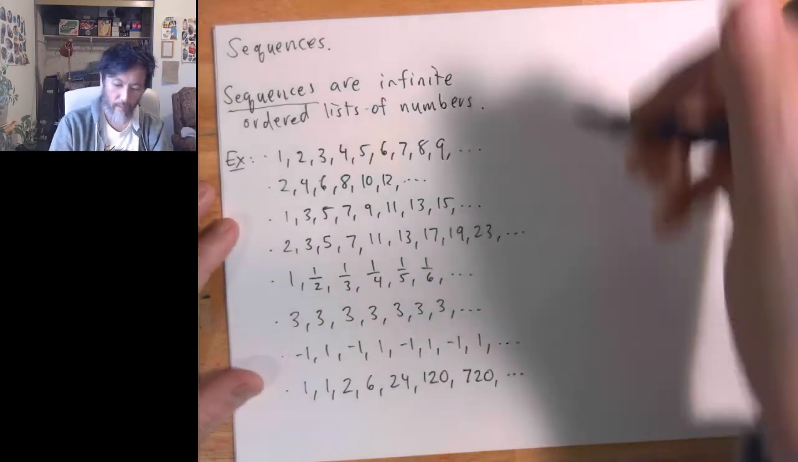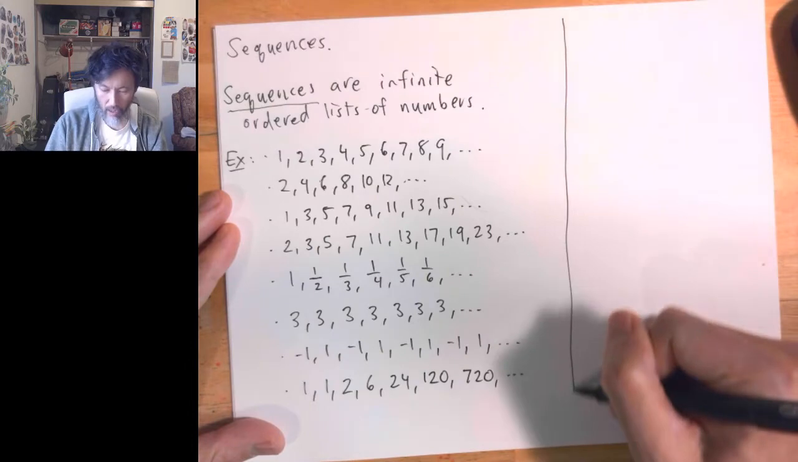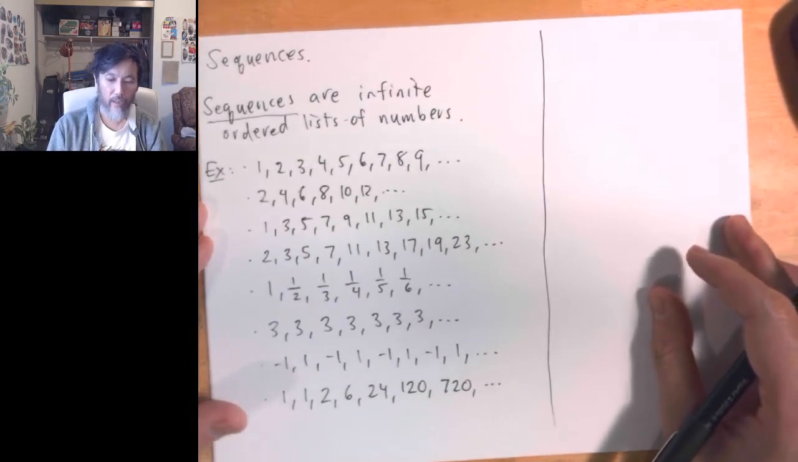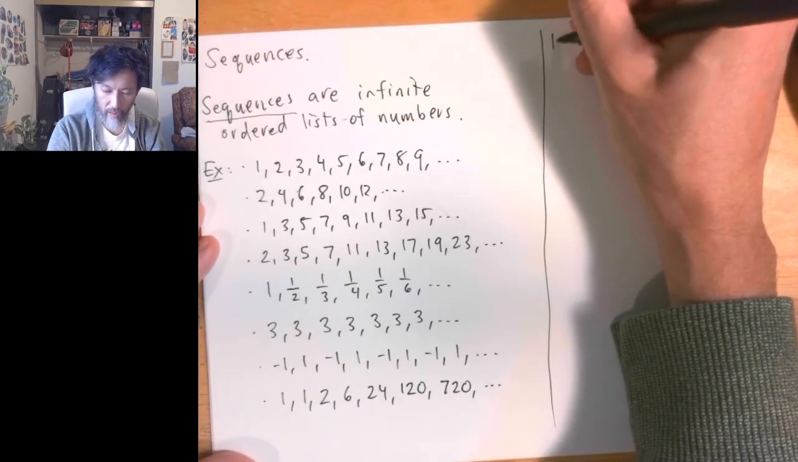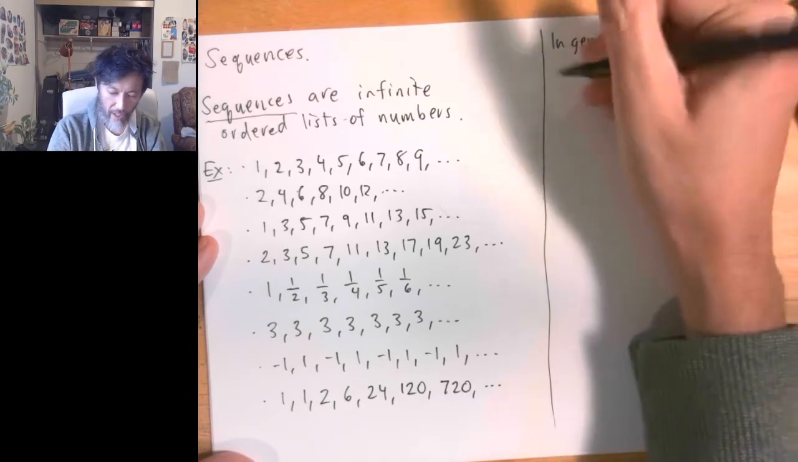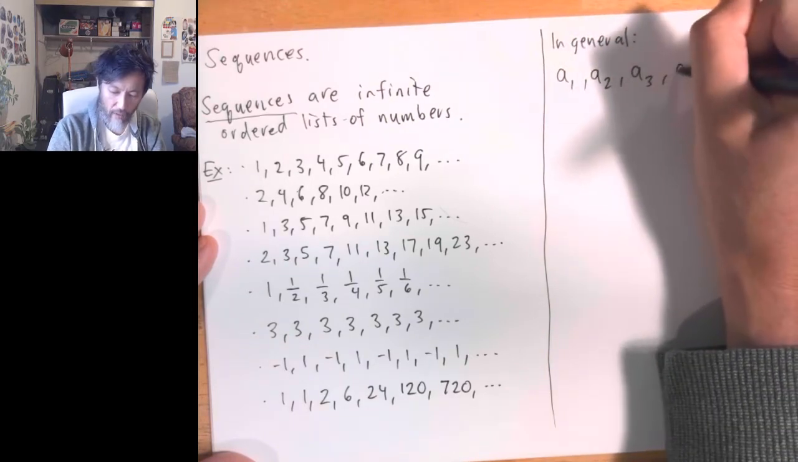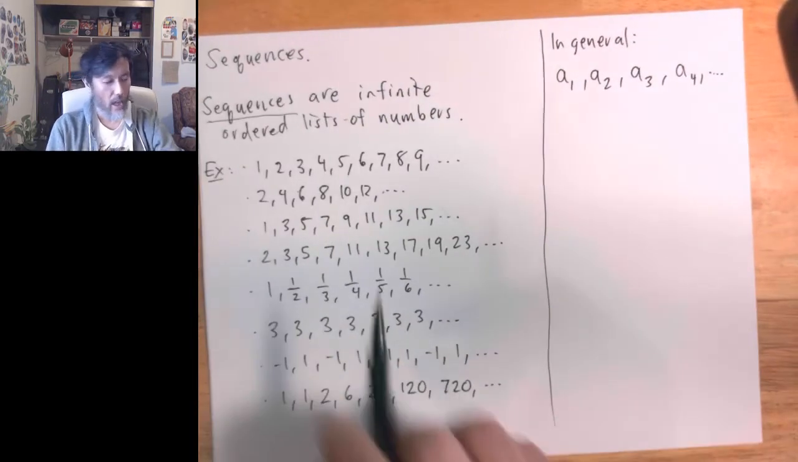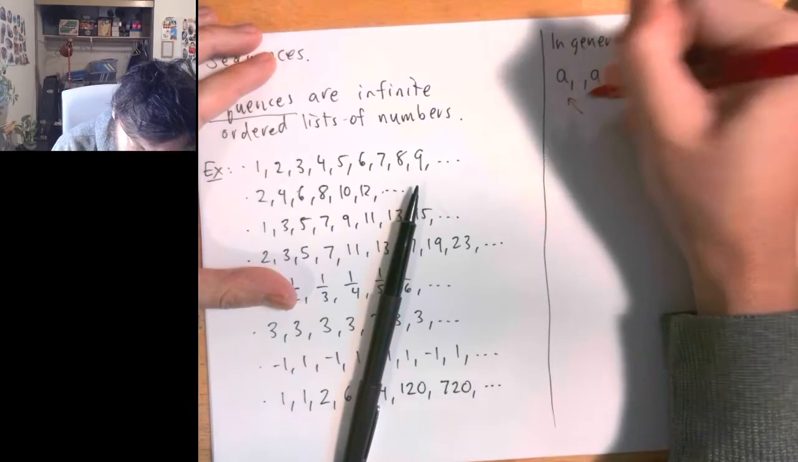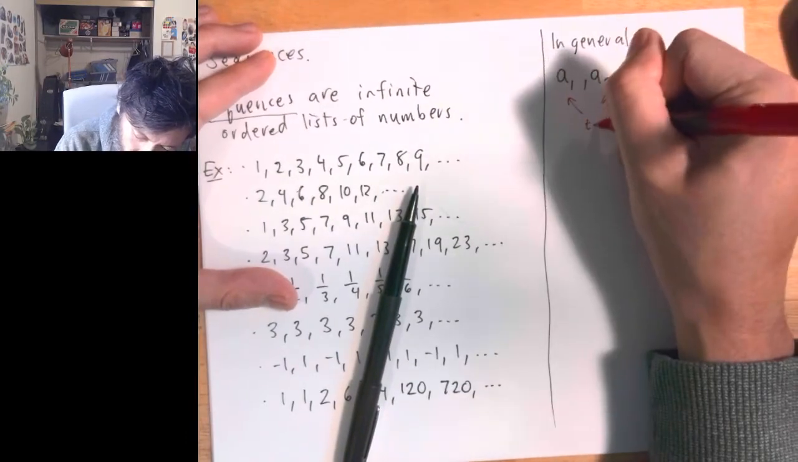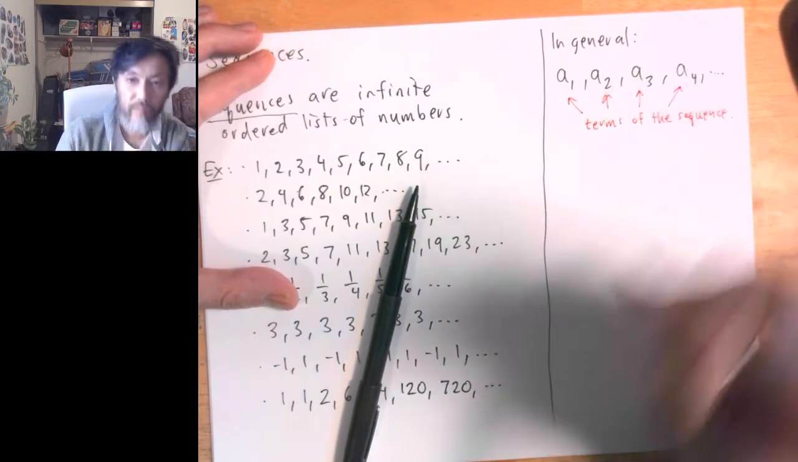All right. So in general now, I want to leave some room because I want to do some work with these sequences. But in general, the notation that we have for sequences is something like this. We have a sequence looking like A1, A2, A3, A4, etc. Okay? And we refer to these things as being the terms of the sequence. Okay? So these are referred to as the terms of the sequence. All right?